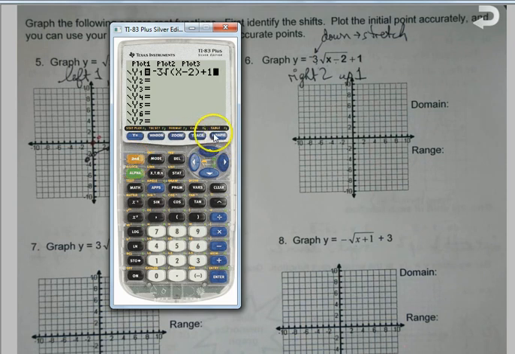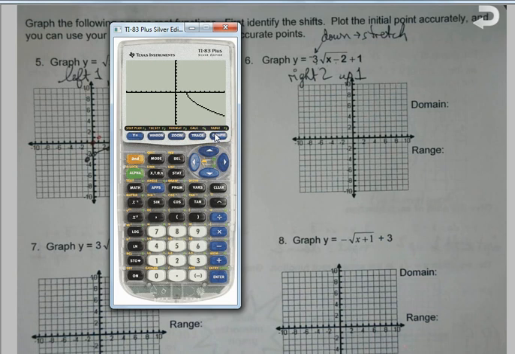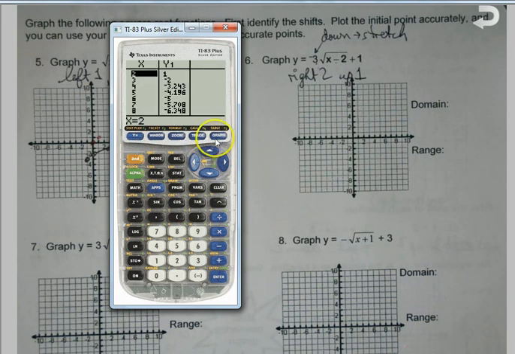Actually, let me undo my second. I want to see what this looks like first. Notice it opened down, and it's wider than our other one was. It's stretched out. So I'm like, okay, this is looking like it should. I'm feeling pretty good with this.